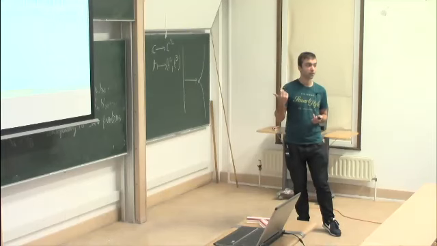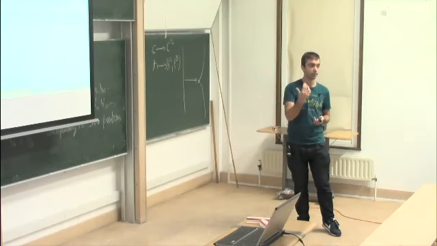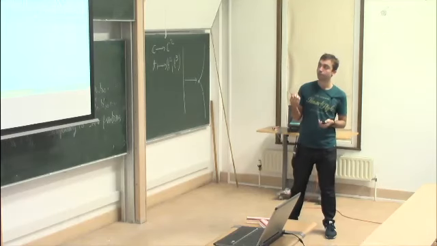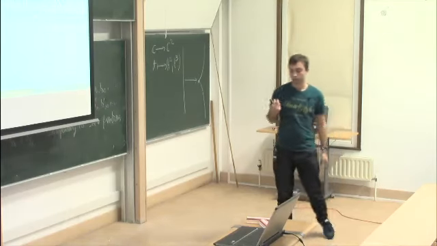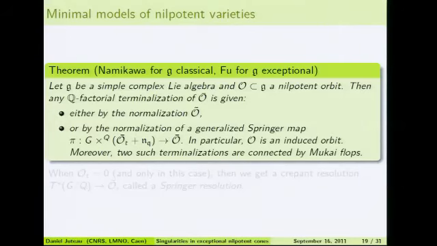Since we are working with, so now we are interested in codimension 2 things. So if we only have terminal singularities, it will become smooth. So how does it work?